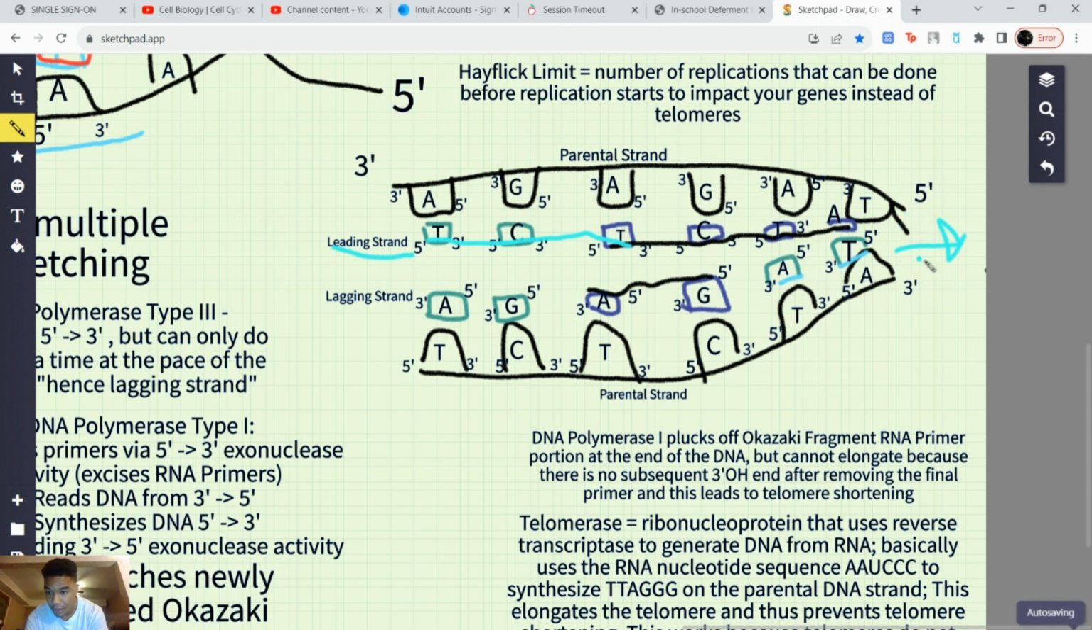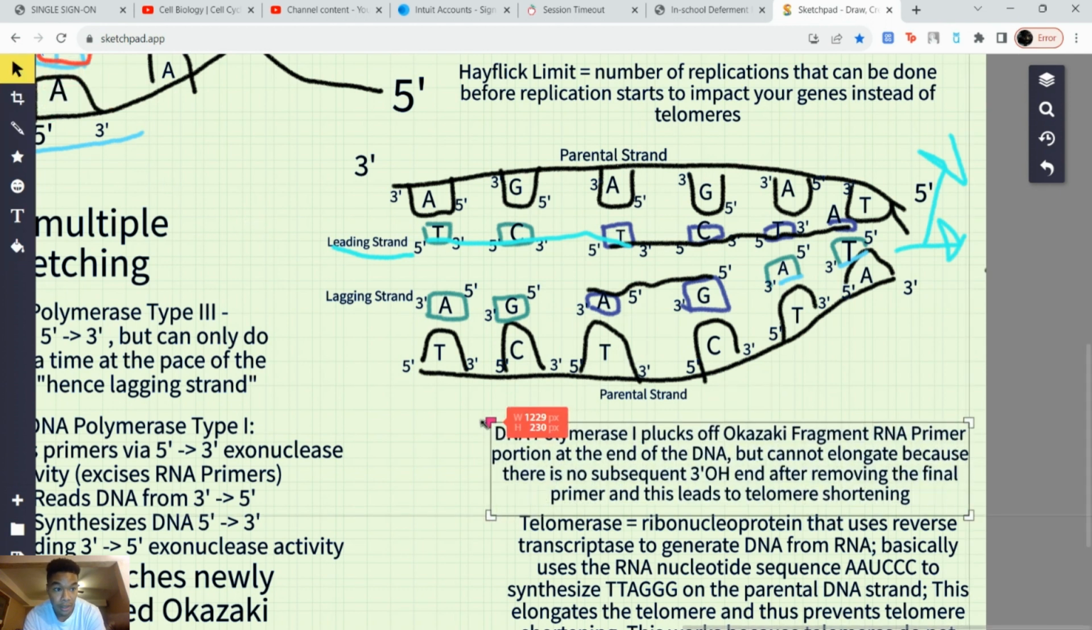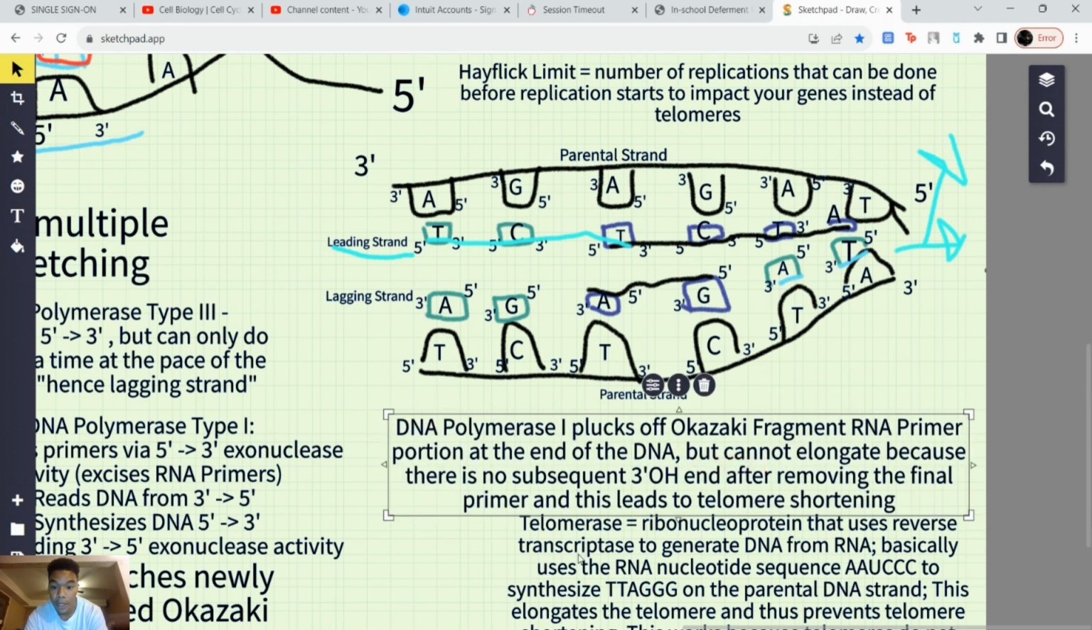So we're still assuming that helicase is moving this way, but it ran to the end of the line and it fell off. So helicase is done, gone away. Now DNA polymerase 1 specifically goes down the line.